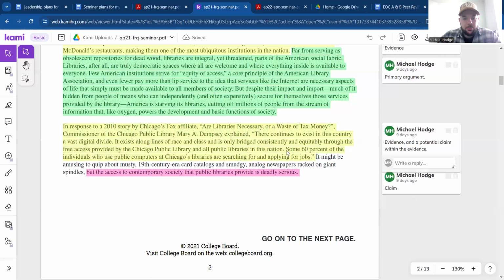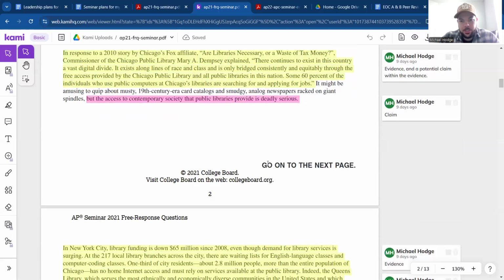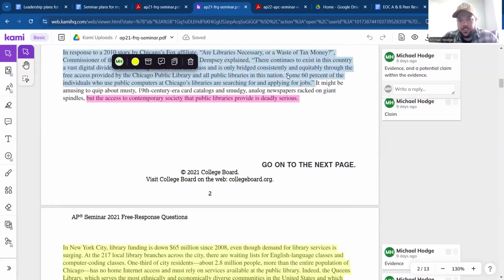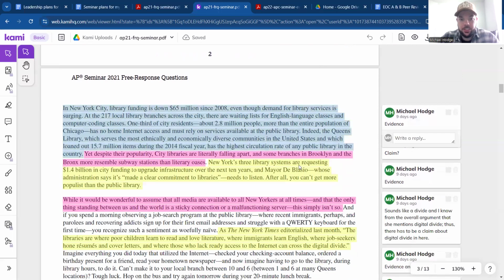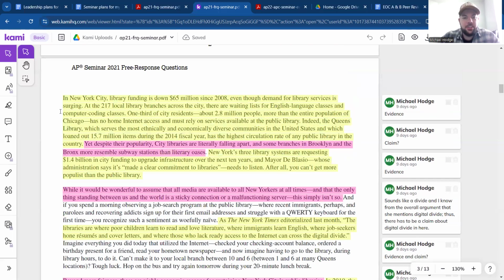I do see a number there, but 19th century era, blah, blah, blah. I'm not really paying too much attention to that. I know that I have evidence here, so that's good enough for me, because I don't want to spend all my time highlighting everything just yet. Right. And then immediately I move down.